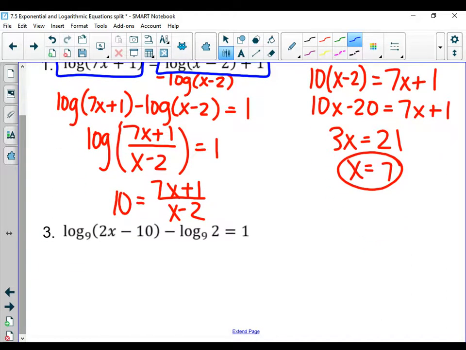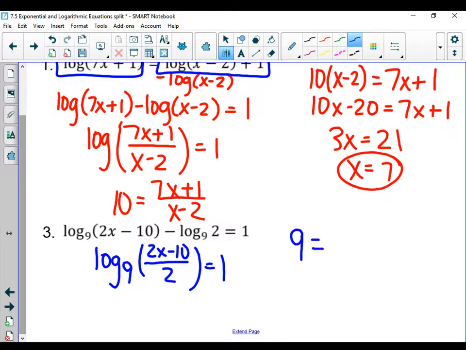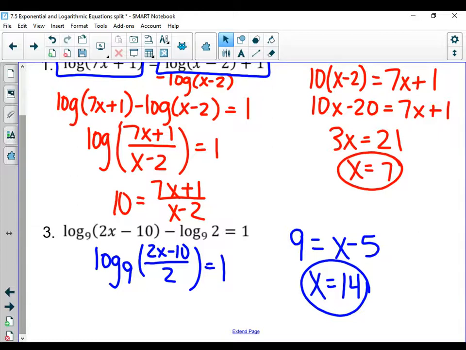Okay, down here, again, I'm subtracting. So I'm going to write log base 9 of 2x minus 10 over 2, which is nice because that cancels out a lot of things for me and simplifies. 9 to the first power is going to get me 9, and I'm left with x minus 5. And if I add 5, I get 14. And again, I could plug that back in for x and check and make sure that I got it right. Okay. Any questions on those?